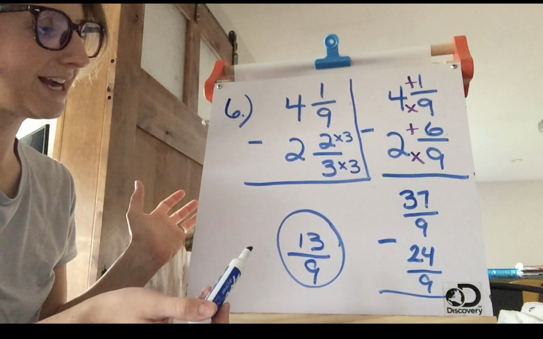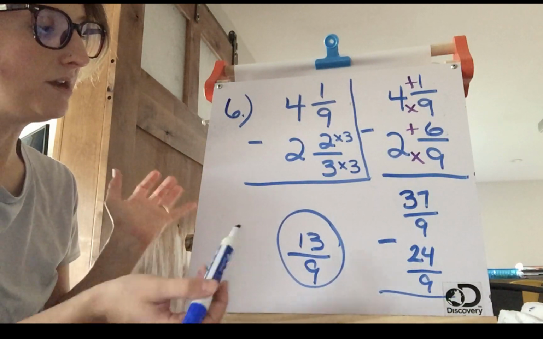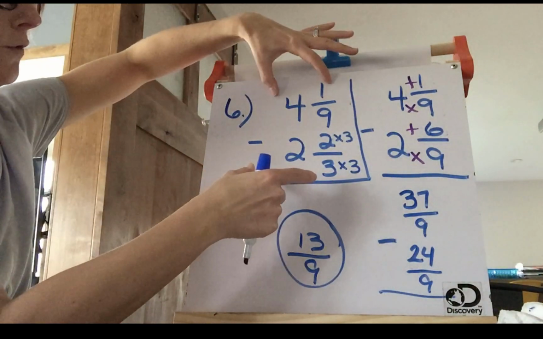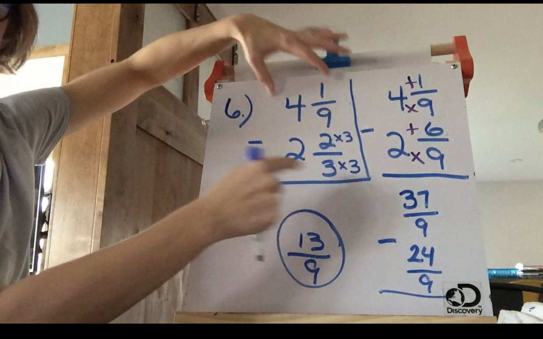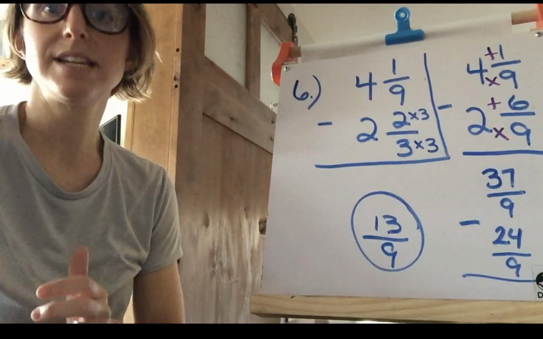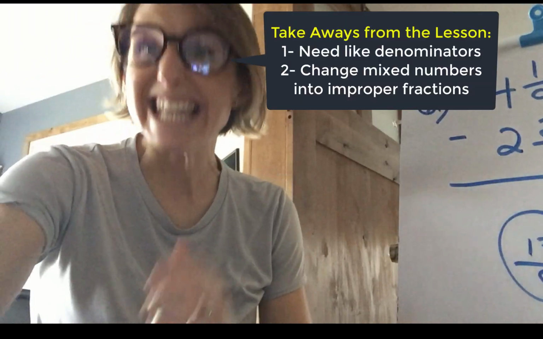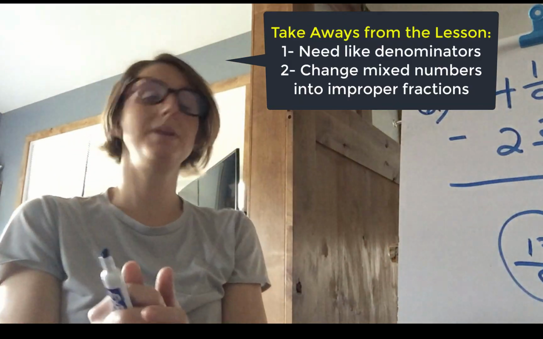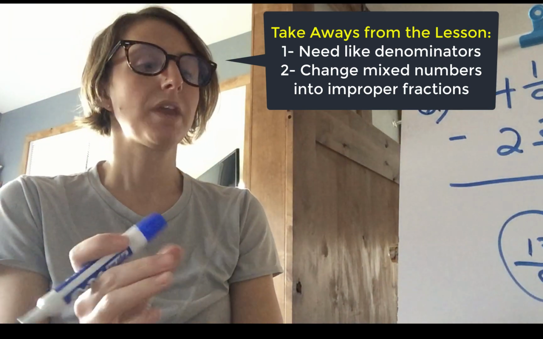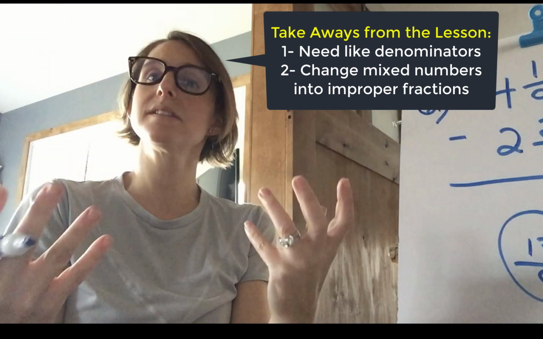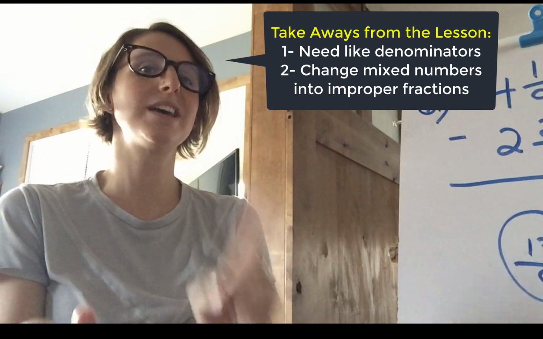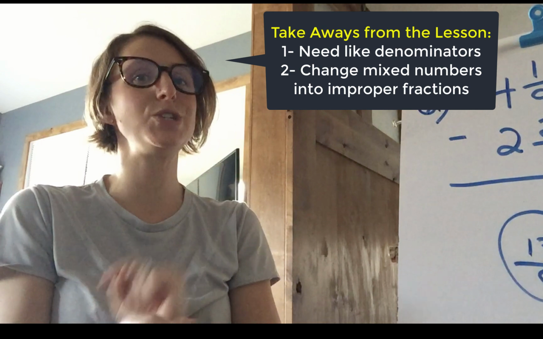13 and 9, do they share a factor outside of 1? No. So here would be the simplest form, 13/9. My final answer for 4 1/9, take away 2 2/3. The big thing here, 7th graders, is that when we are adding or subtracting fractions, we need to have like denominators, which means we need to have a common multiple, the same number in the denominator. When we're adding or subtracting mixed numbers, we want to suck that whole number up into the fraction part. So first changing them to improper fractions by doing the Texas.